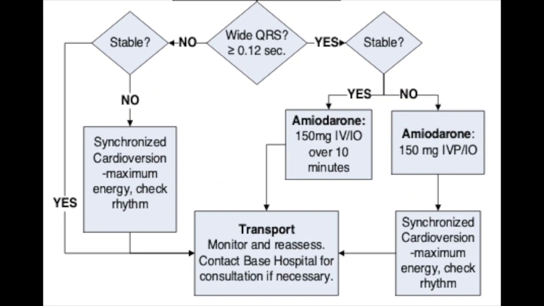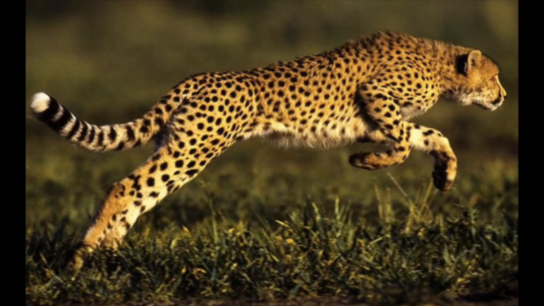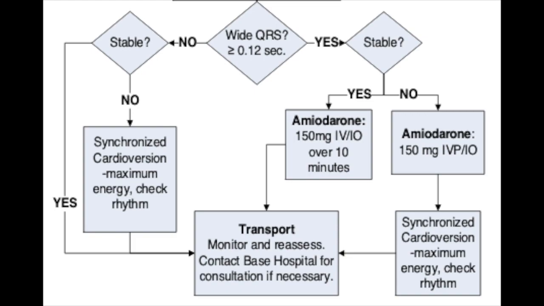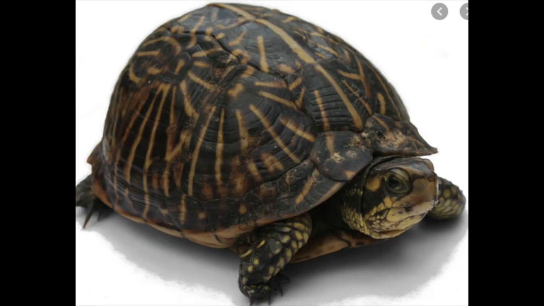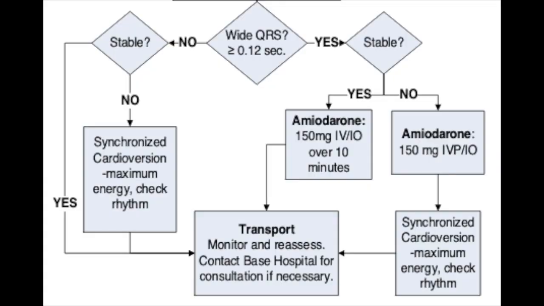If they are not stable, you can give 150 milligrams IV push. So the key here, stable, not stable, following synchronized cardioversion with a wide QRS. If they are unstable, you're going to push the amiodarone at 150 milligrams. If they are stable, you're going to push it slower, really. It's over 10 minutes, 150 milligrams. Basically, it's the speed at which you're going to give it.